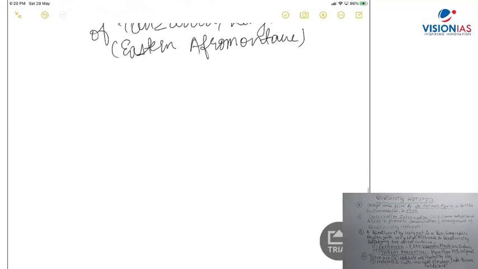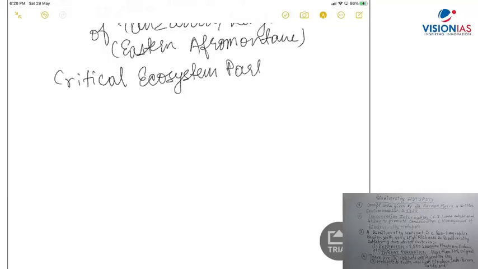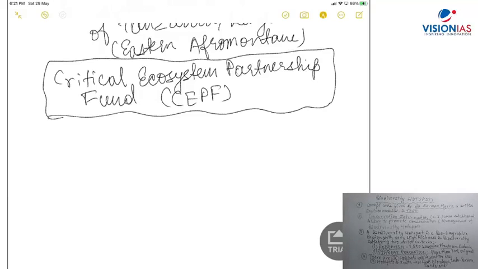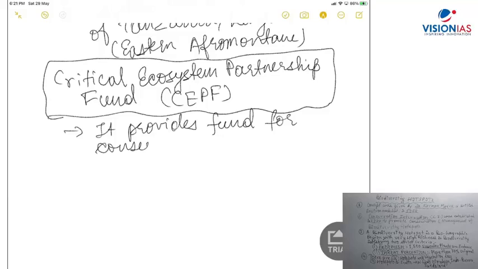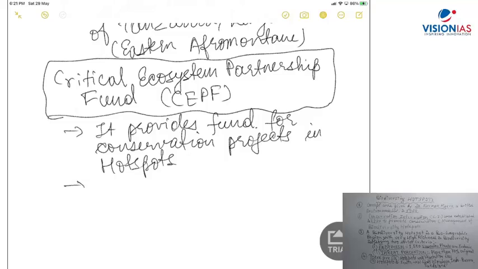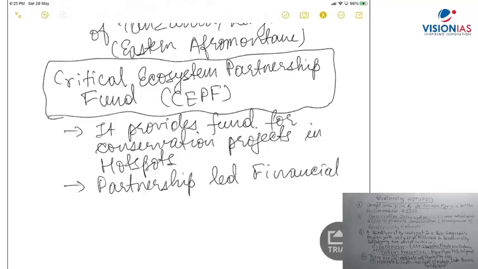Now let's look here. There is a body called the Critical Ecosystem Partnership Fund, called CEPF. It basically provides funds for conservation projects in hotspots. It is partnership based, as the name makes clear, a financing mechanism where the government also gives funds.